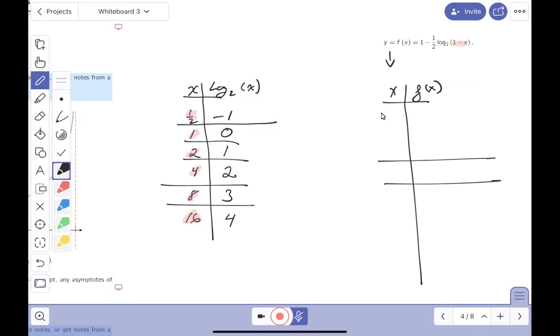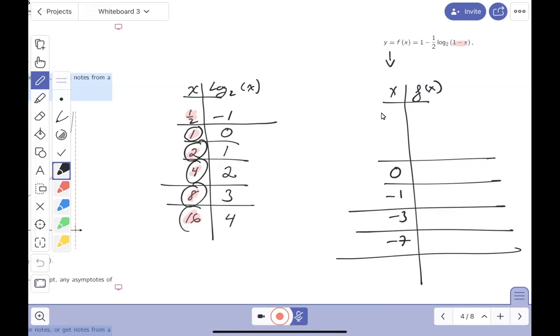And what I'd like to do is just concentrate on the 1. When would that argument become 1? When x is 0. That's easy. When will it become 2? At -1. When would it become 4? At -3. When would it become 8? At -7. I think you get the idea. When does it become 16? At -15. That's not bad. Now, when does it become a half?